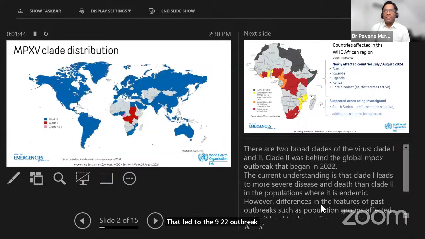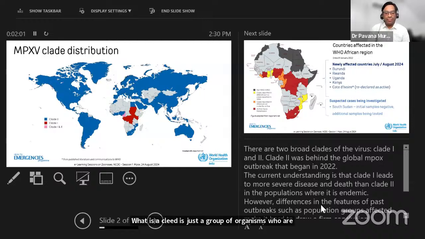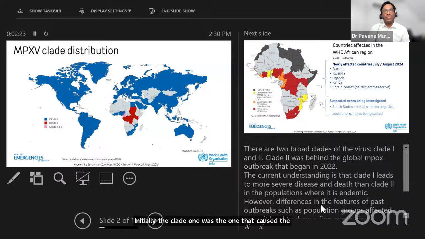Now we call it clade distribution, clade 1 and 2, which were originally the Congo Basin and the West African strains. What is a clade? A clade is just a group of organisms that are closely related to each other. It is like a branch of a family tree, with one ancestor and descendants. Initially, clade 1 caused the severe disease.